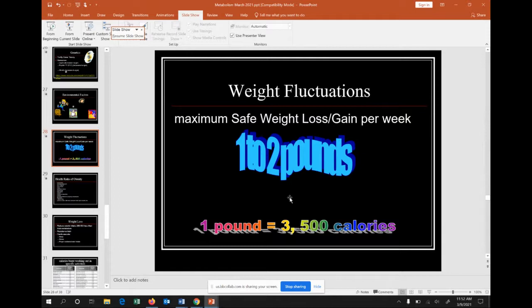The same thing with gain. We're not going to have somebody be able to gain much faster than this in a healthy way.